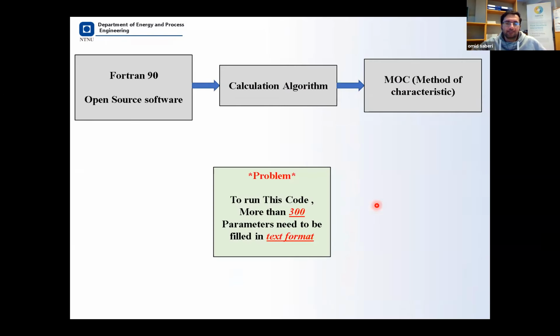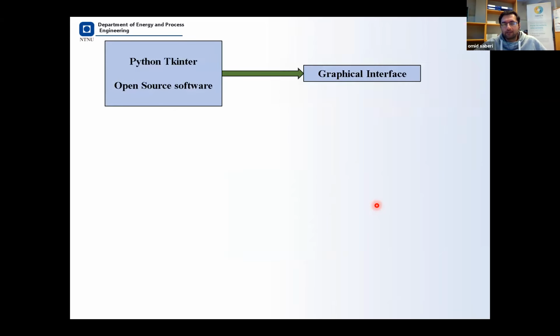After writing this code, we found one major problem. This software needs 300 parameters to run, especially in TXT format. And this is so confusing. I think nobody else like me could run this software. Therefore, I decided to write a graphical interface to make it easy and user friendly. I use Python to control it.